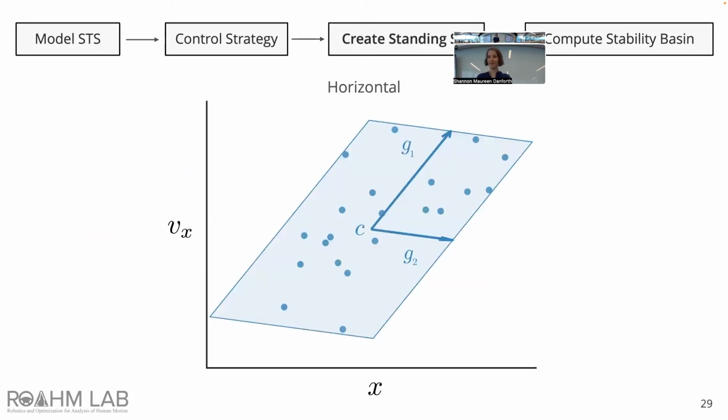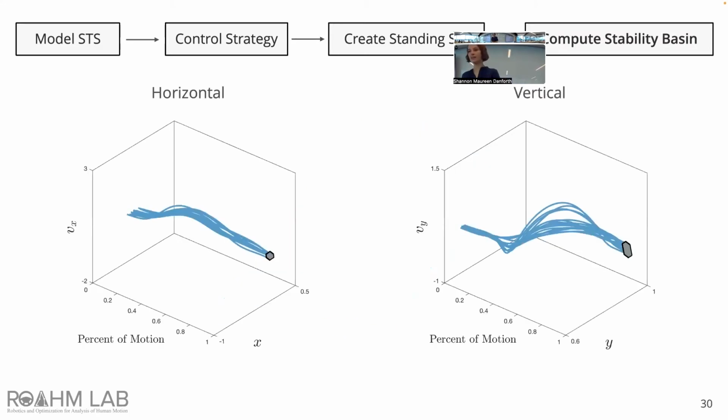So here's an example of our zonotope representation of the standing set. All of those dots are the observed final successful states from one subject's sit-to-stand trials. And we essentially use a zonotope to draw a box around it. We use an open source toolbox called CORA to compute the standing set. And we also use CORA to compute the stability basins.